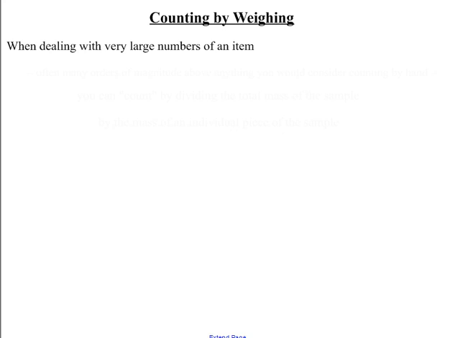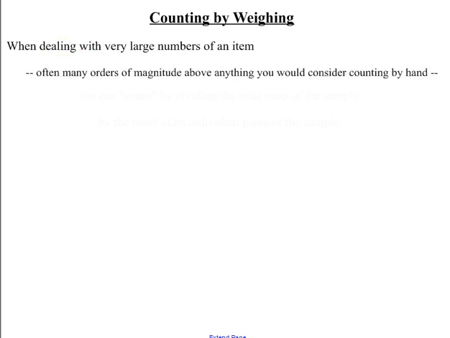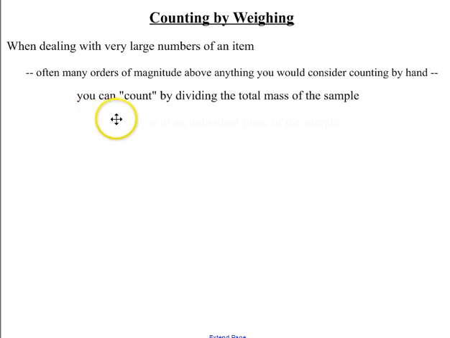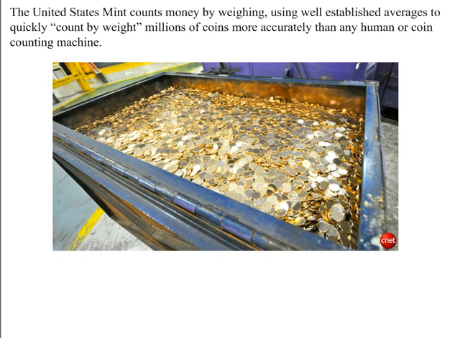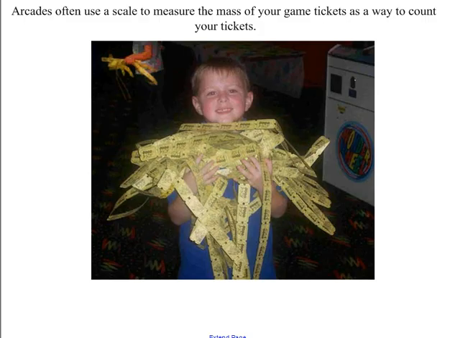When you're dealing with very large numbers of an item, often many orders of magnitude above anything you would consider counting by hand, you can count your items by dividing the total mass of the sample by the mass of an individual piece of the sample. The United States Mint counts money by weighing, using well-established averages to quickly count by weight millions of coins more accurately than any human or coin-counting machine. Arcades often use a scale to measure the mass of your game tickets as a way to count your tickets.